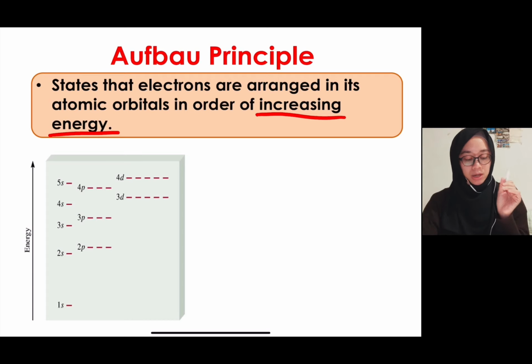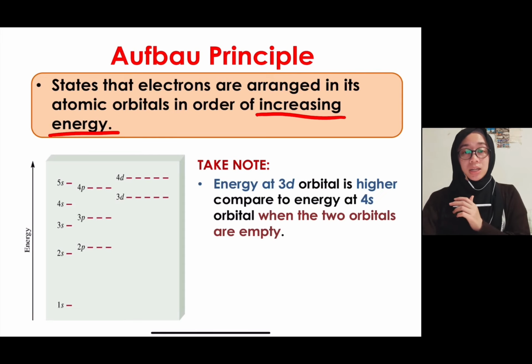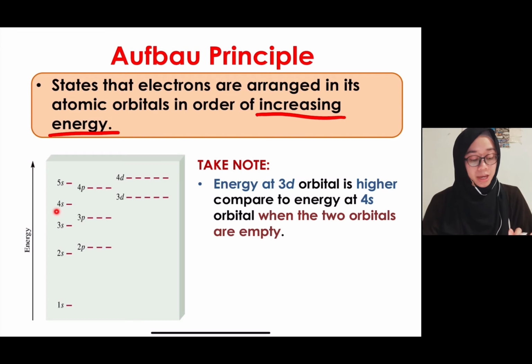If you have a look at this diagram here, after 1s, 2s, 2p, 3s, 3p, the next orbital that we are going to fill in the electron is 4s. Not 3d. So kalau kamu tengok, selepas 3p ni kita akan isi 4s dahulu, and then baru kita pergi kepada 3d. So why is that so? Bear in mind, the energy of the 3d orbital is higher compared to the 4s orbital when both orbitals are empty. So 3d punya orbital, dia punya energy lagi tinggi compared to 4s.